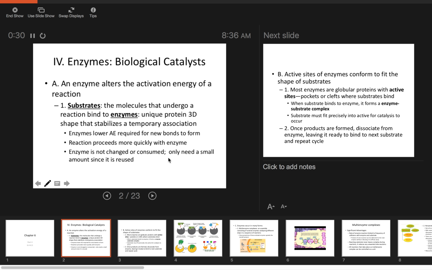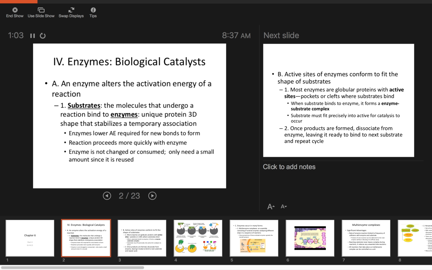There we go. So enzymes, they are biological catalysts. That means they help start chemical reactions by lowering that activation energy. The substances that interact with enzymes, we call them substrates. So in our liver lab, H2O2 was a substrate. It bound to catalase, that was the enzyme, and then the enzyme broke hydrogen peroxide down into water and oxygen. So substrates, the molecules that undergo a reaction, bind to the enzymes.